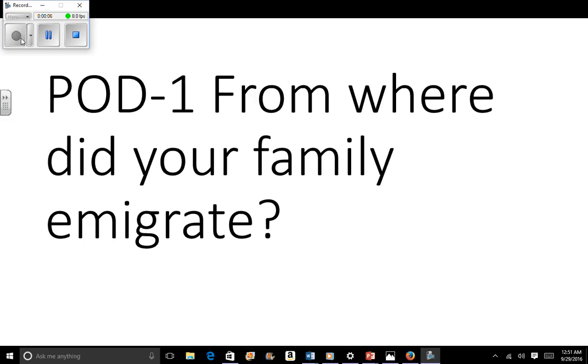Let's take out a piece of paper and do POD number 1. I still have your folders. We will be passing those back tomorrow. I'll explain what the grading scale was also.